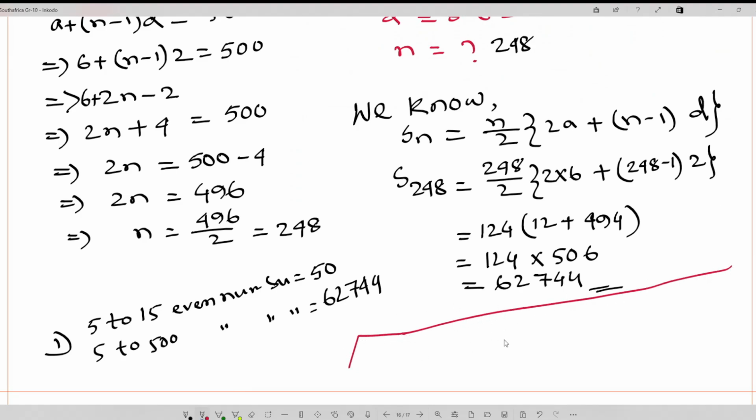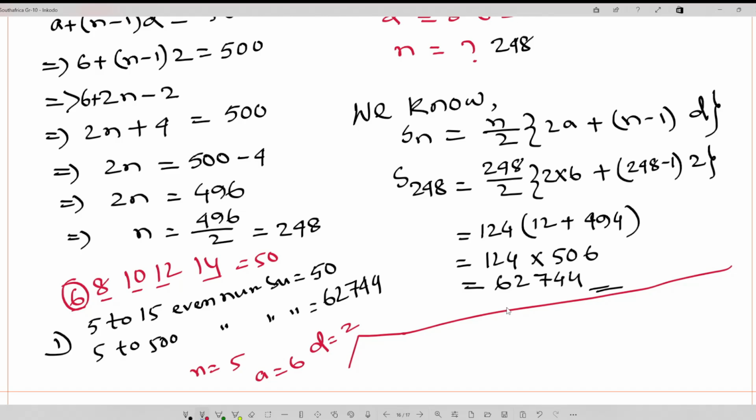For curiosity's sake, we can solve the first one this way too. 5 to 15 means 6, 8, 10, 12 and 14. How does the result become 50? We can find it from here. Here n equals 5, a is 6, and d, the common difference, is 2.